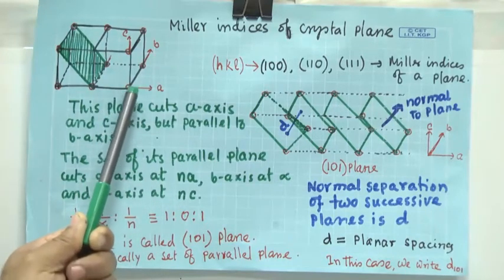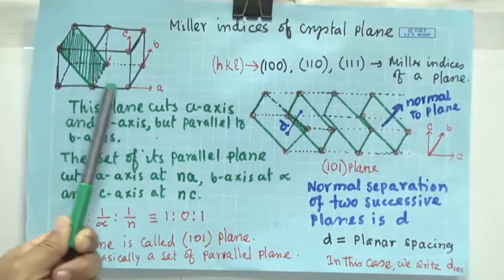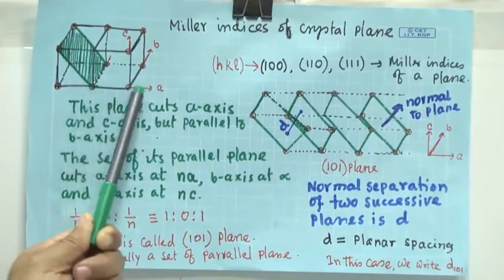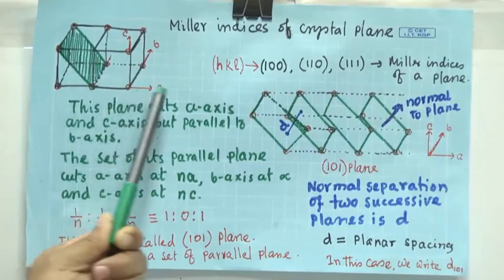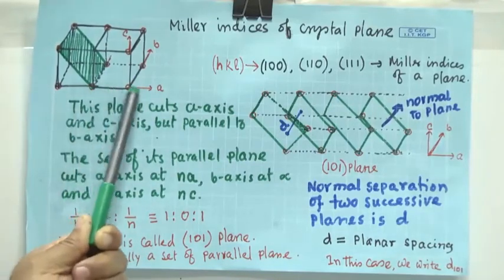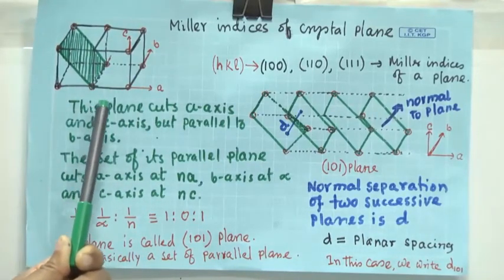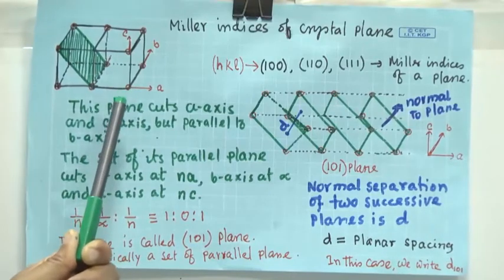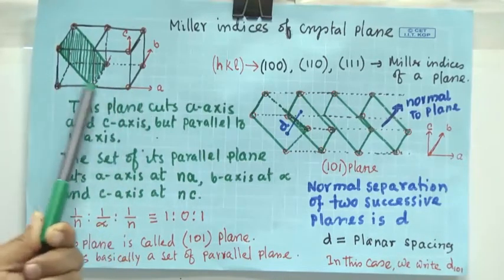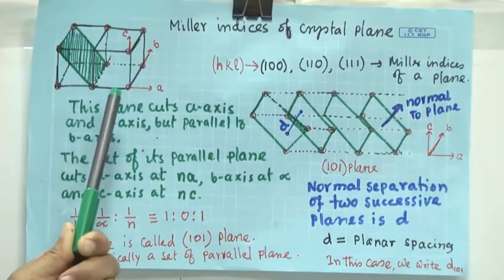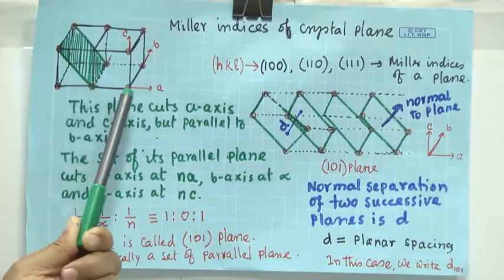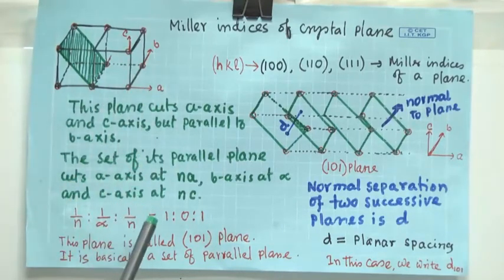So, what is the a distance? The a distance is the distance between two lattice points along this a axis. What is the minimum distance between two lattice points on the a axis? That is a, and similarly b and c, and of course their angles are there.